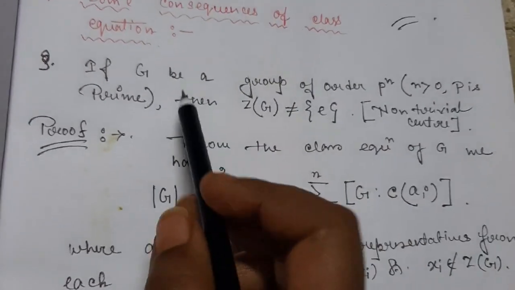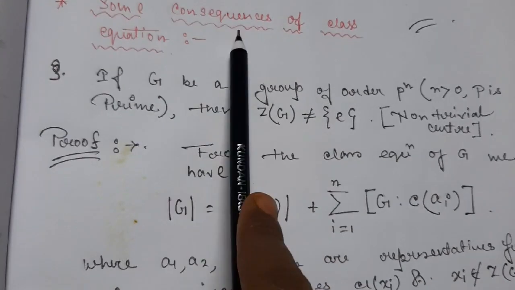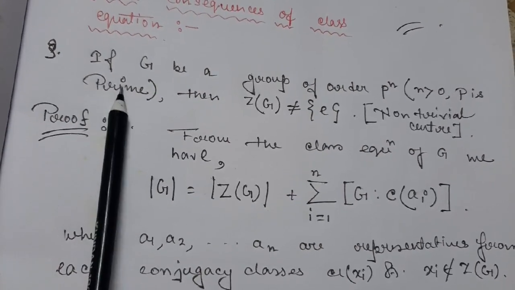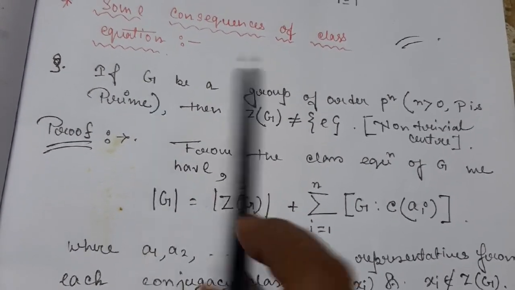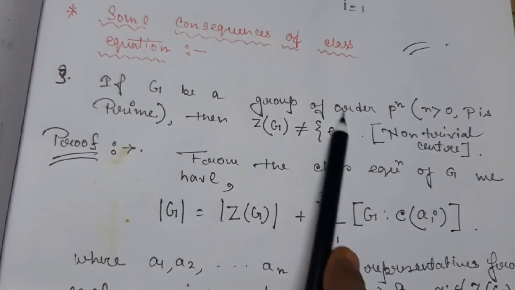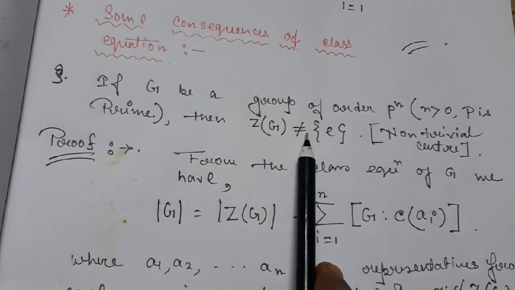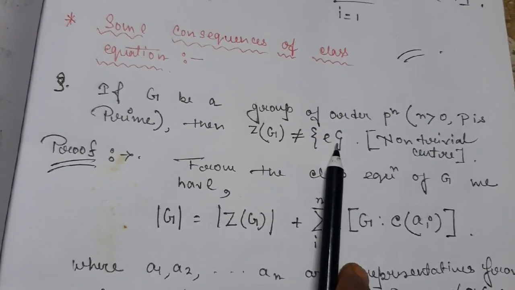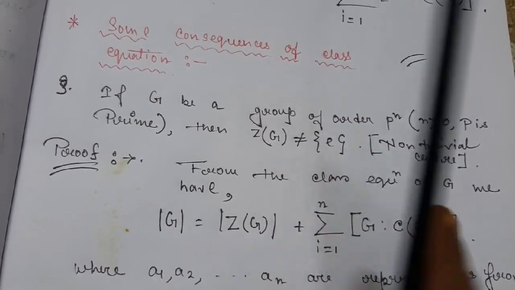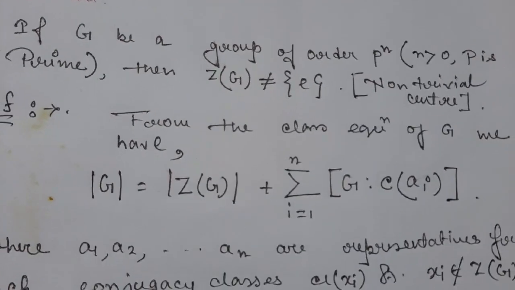Now let's start some consequences of class equation. This is my class equation and now I will study some consequences of it. Consequences means I will start the first theorem in which I will use the class equation. So what is the theorem? If G is a group of order p to the power n, where n is positive and p is a prime number, then ZG is not equal to the singleton set {e}. That means my ZG is non-trivial. Whenever G is a group of order p to the power n, the center is non-trivial.